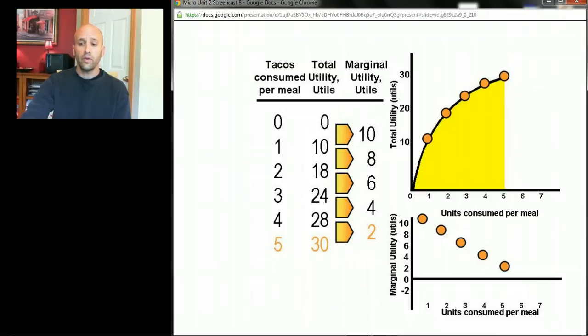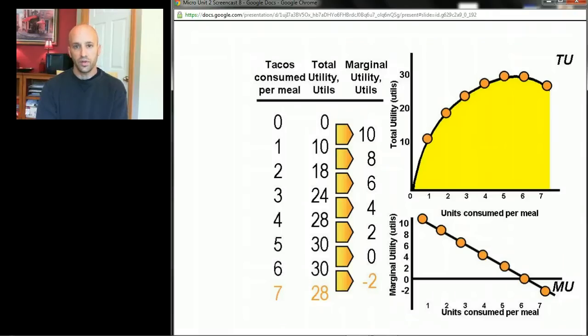And then as you continue to eat tacos, that 6th taco isn't really doing anything for you, not making you feel better or worse. And on the 7th taco, you're actually starting to get nauseous. Notice that marginal utility is starting to go negative and total utility is actually starting to go down. You're better off with 5 tacos than you were with 7.